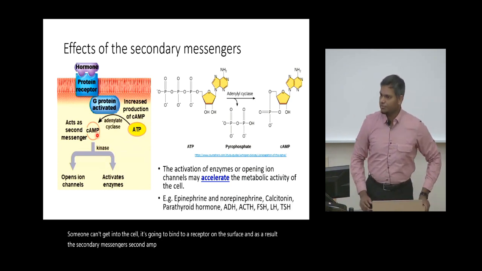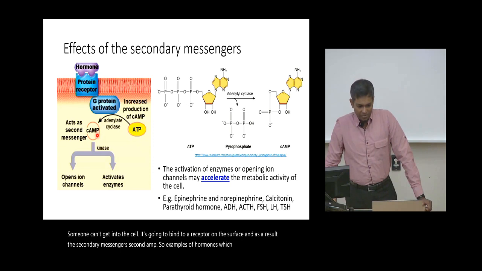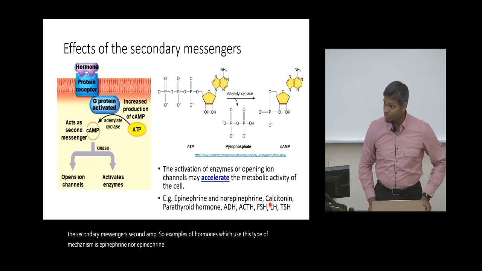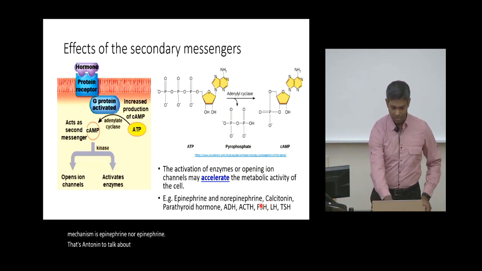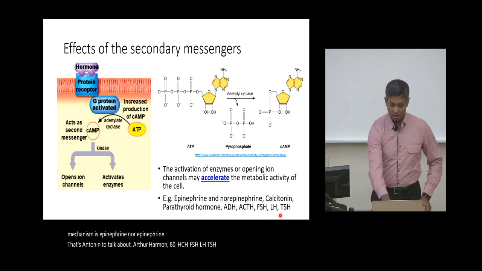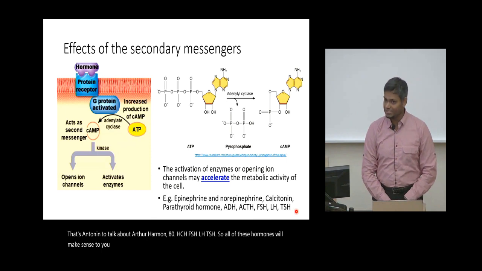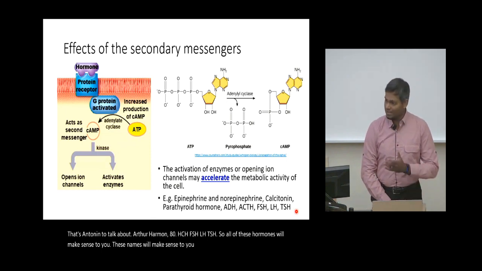Examples of hormones which use this type of mechanism are epinephrine, norepinephrine, calcitonin, which we'll talk about, parathyroid hormone, ADH, ACTH, FSH, LH, and TSH. All of these hormones will make sense to you. These names will make sense to you by the end of next week.